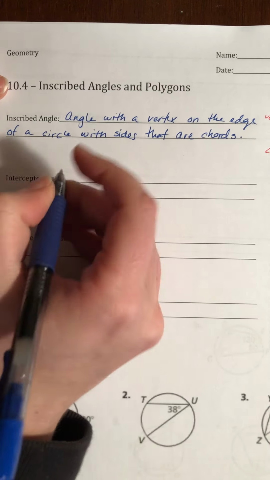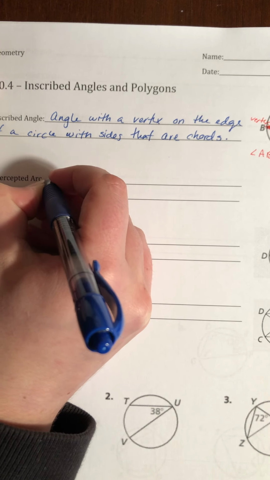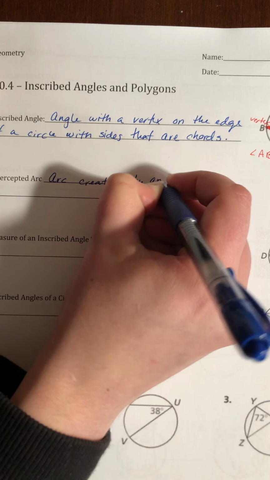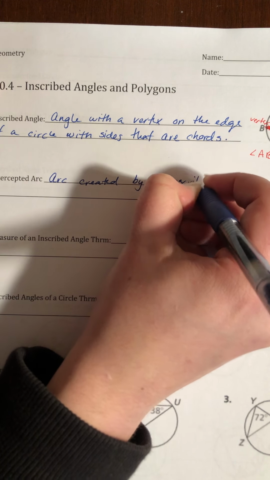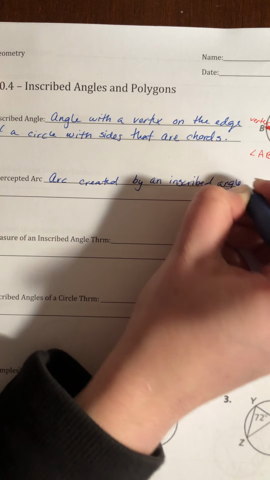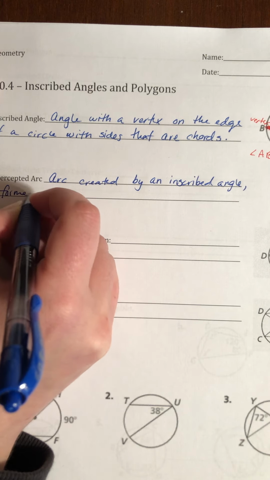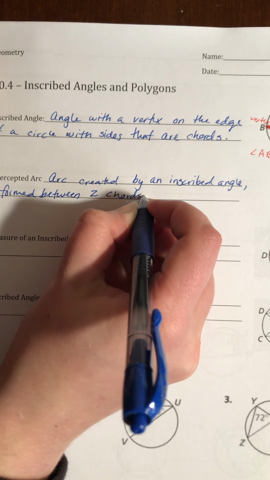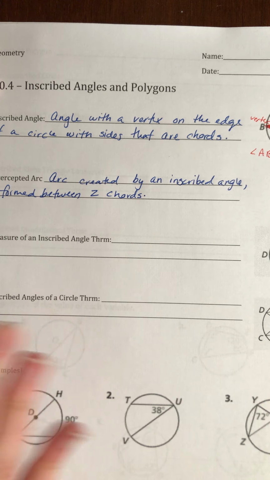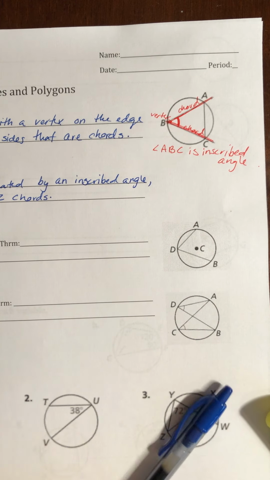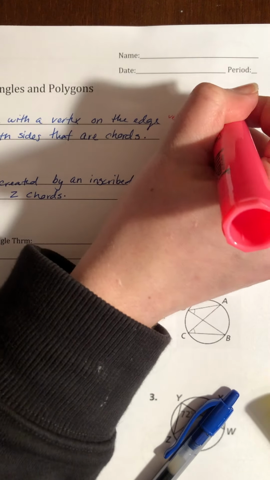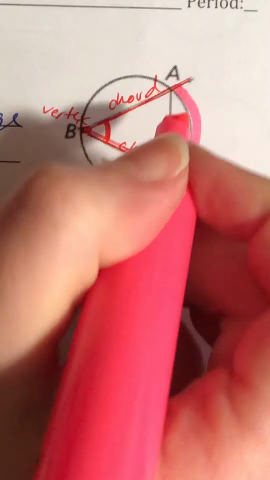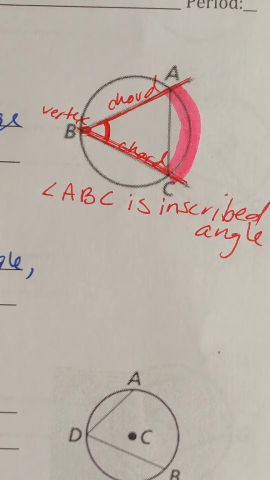Then we have the intercepted arc. The intercepted arc is the arc created by an inscribed angle, and it's formed between the two chords. So here, the arc that we are talking about, this is that arc. It's the arc that's in between where those two chords intersect the circle.